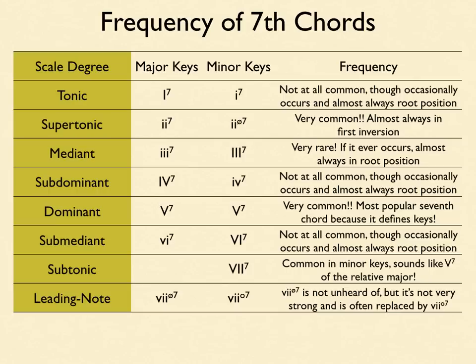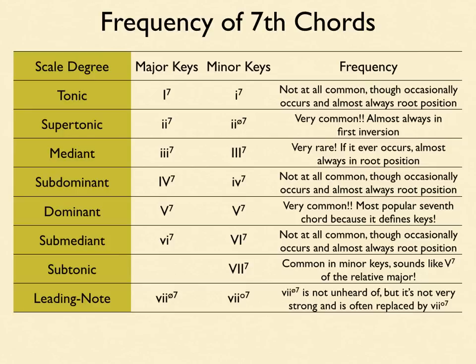And now we come across probably the most common seventh chord you're ever going to need to know for major keys and minor keys, and that's the dominant seventh. It's very common, and it's usually major in minor keys as well, and it's obviously major in major keys. It's the most popular seventh chord because it actually defines what key you're in. The dominant seventh chord will have a very strong pull back to your tonic chord. We'll deal with that later when we're dealing with chord progressions, so just be aware for now that dominant 7th chords are very, very common.